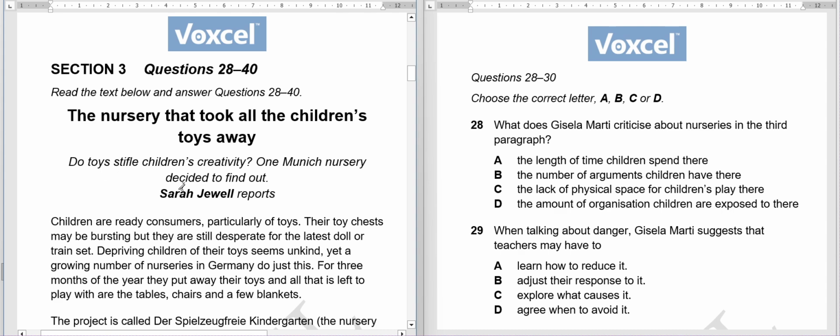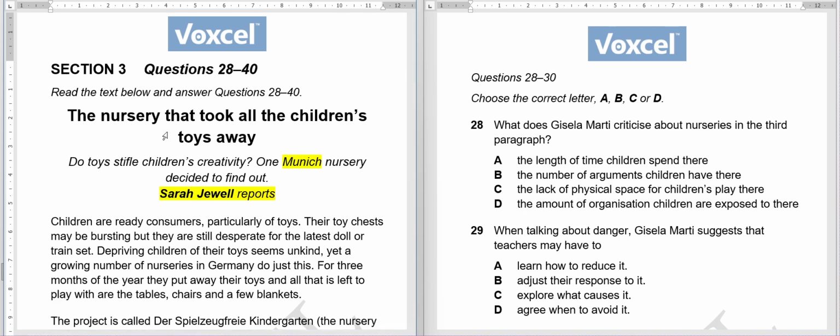Do toys stifle children's creativity? One Munich nursery decided to find out. Sarah Joe reports. So it's a sort of an experiment, I believe, that was conducted in that particular nursery, and that nursery was in Munich, Germany. Obviously, you should know about that. And this is the person that's reporting this particular finding or this particular experiment. So now we should not read the paragraph just yet.